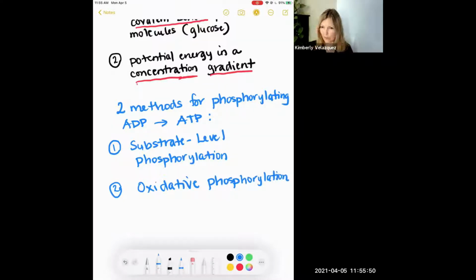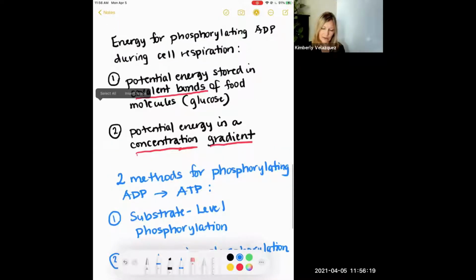When I summarize the four major steps of cell respiration, I am going to point out which method of producing ATP is being used during that stage that's producing ATP. So I'll be using these terms again. I'm not going to explain them further at this point, but I will when we get to those stages where those two methods are being used. So just for now, realize two energy sources for phosphorylation and then two methods of carrying out phosphorylation. So that's the difference between those two pieces of information.